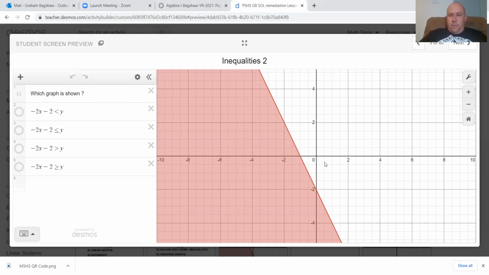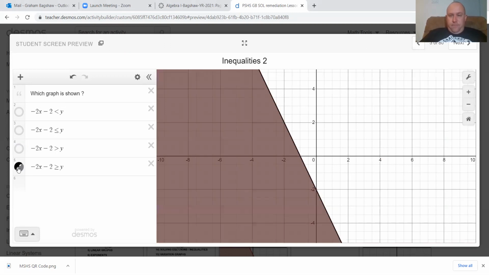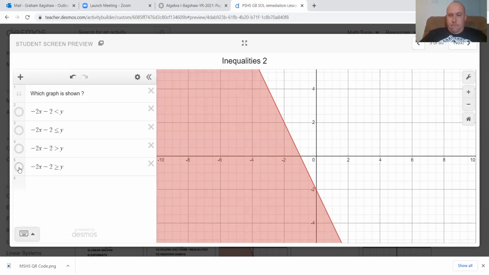So sometimes when they give us a picture and it asks which graph is shown and they give us a list of options like this, then our best option is actually just to type these equations in and look at each picture. So as we switch each one on, notice that one was shaded on the wrong side. That one's also shaded on the wrong side. That one's the correct side, but notice this one has a dotted line, whereas the original one has a solid line. And you can see that this one does match perfectly.